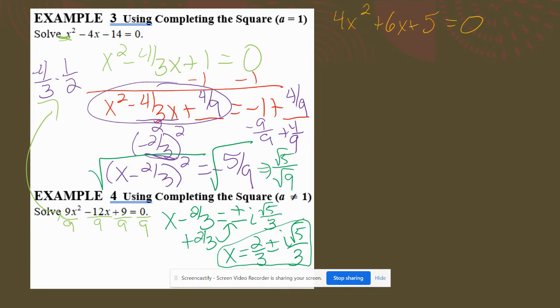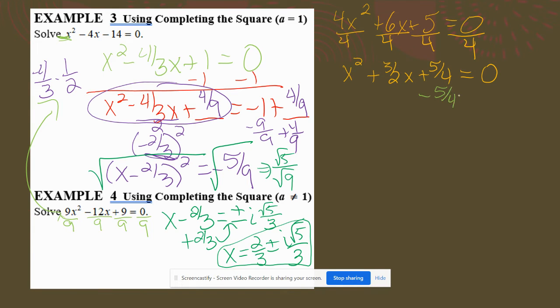Let's try another one. No greatest common factor, and I cannot complete the square unless a is 1. A is 4, so we're dividing every single thing by 4. That gives us x squared. I'm going to reduce 6/4 to 3/2. 5/4 I can't do anything with, and 0 divided by 4 is 0.